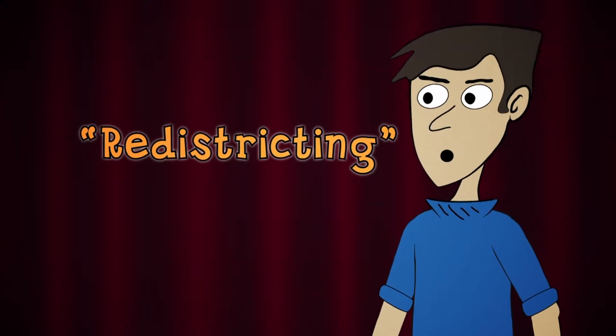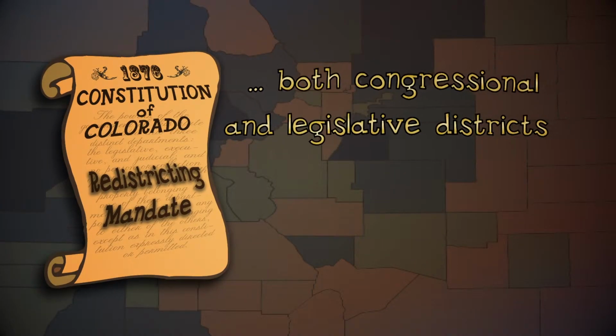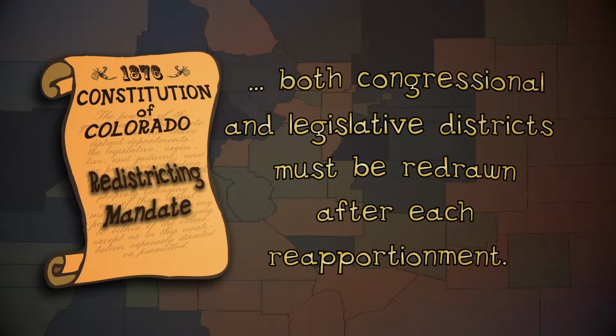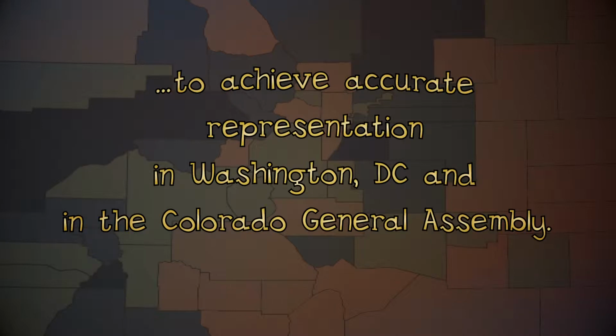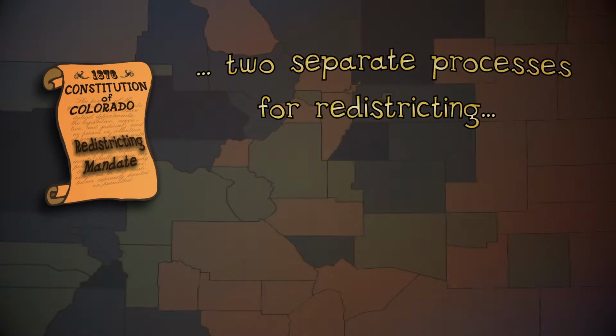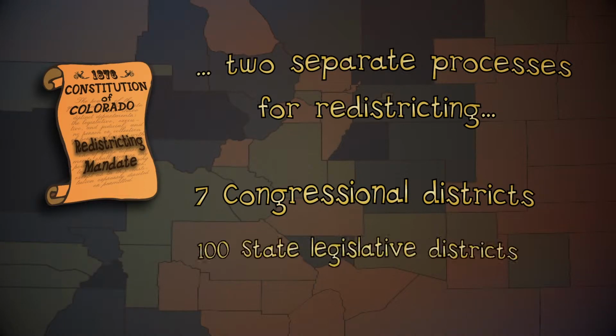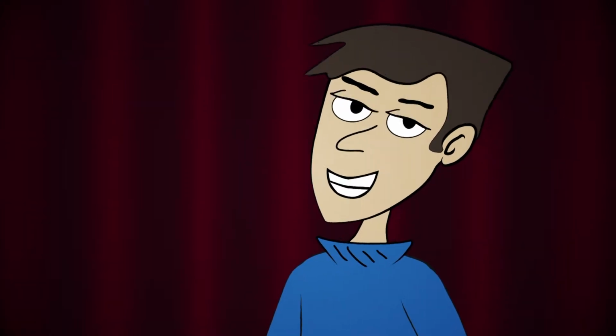As a basic concept, redistricting is pretty simple. The Colorado Constitution mandates that both congressional districts and state legislative districts be redrawn after each reapportionment. This is done in hopes of achieving an accurate representation in both Washington, D.C. and the Colorado General Assembly for Colorado citizens. The Colorado State Constitution has created 2 separate processes for defining both Colorado's 7 congressional districts and Colorado's 100 state legislative districts. Let's take a look at how Colorado's 7 congressional districts are redrawn.